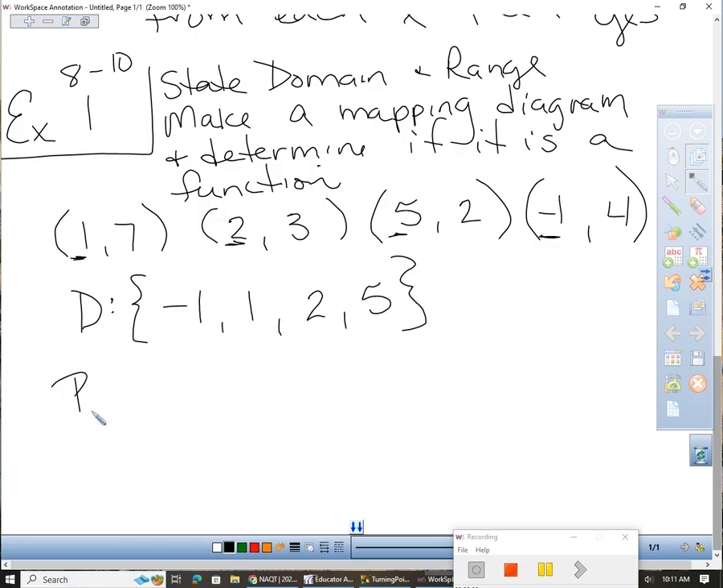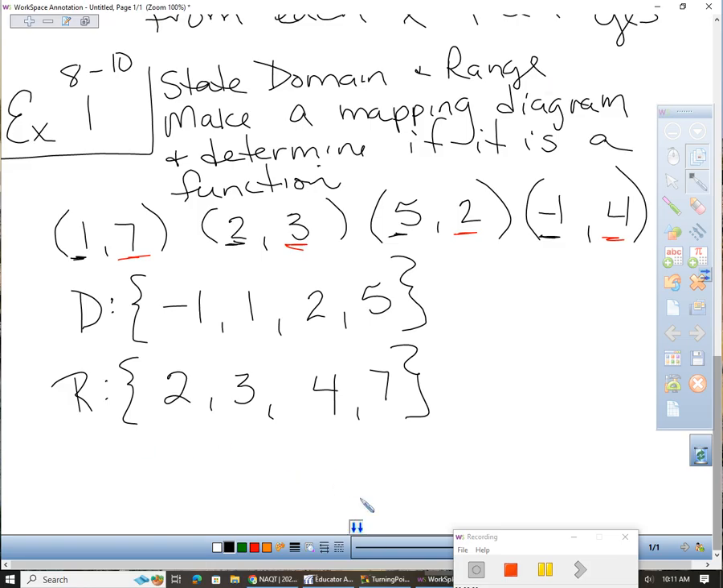For the range, we're going to do the exact same thing. Take all of the y values and write them in numerical order. So that's 7, 3, 2, and 4. We're going to write those in numerical order. So we have 2, 3, 4, and 7. So that takes care of the first part, state the domain and range.